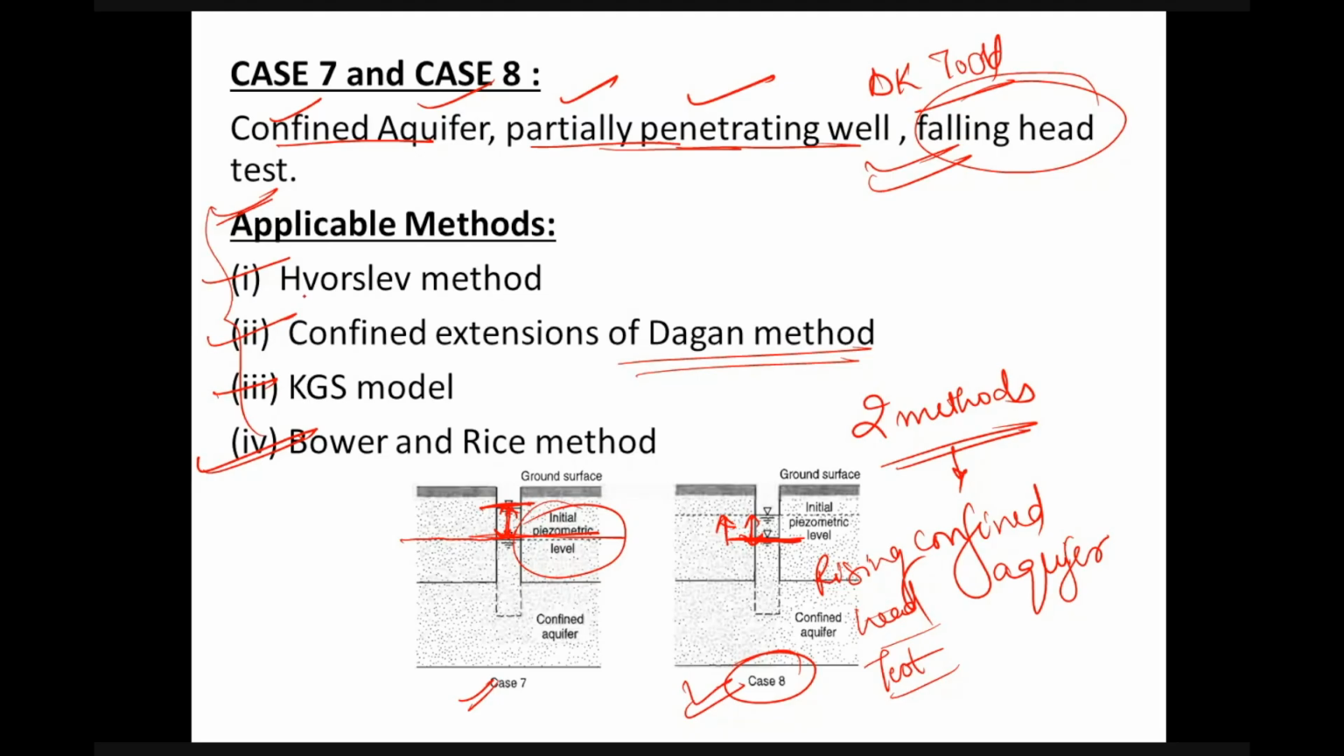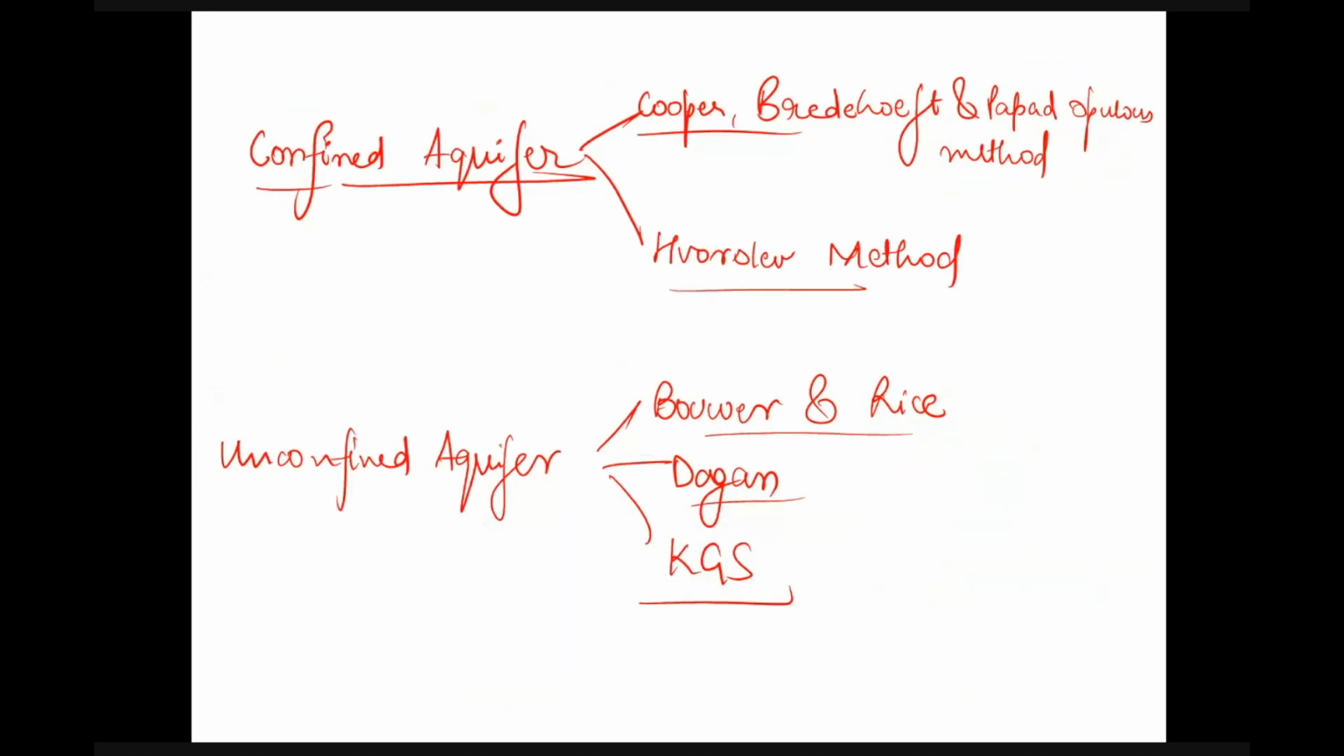So that is the Hvorslev method, the confined extension of the Dagan method, the KGS model, and the Bouwer and Rice method. These four are the methods that we can apply if case 7 and case 8 exist. So we can use any of these methods over here.